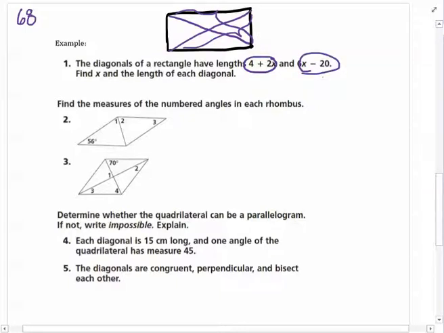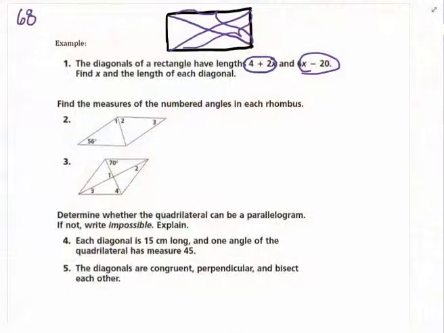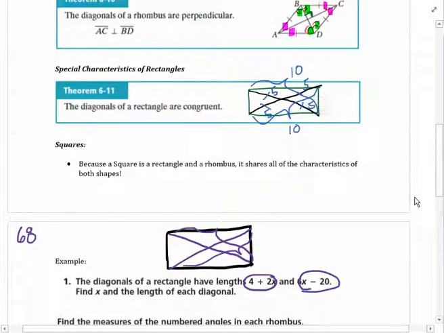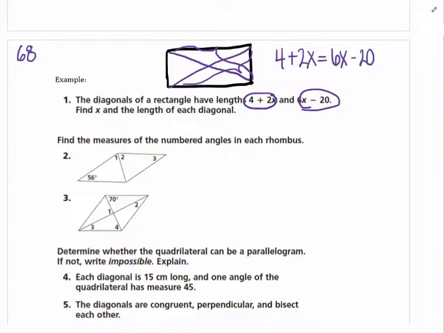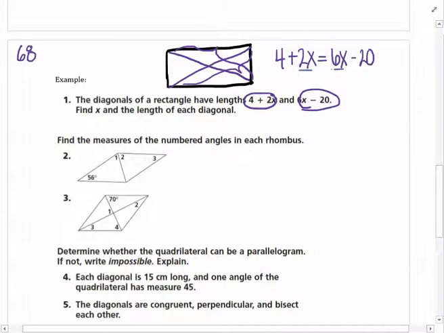Now we know the diagonals of a rectangle are congruent to each other. So anytime two things are congruent, we just set them equal. So 4 plus 2x is equal to 6x minus 20. So we need to solve for x. Let's get our x's onto the same side. Since we have a 2x and a 6x, I'm going to subtract 2x here.